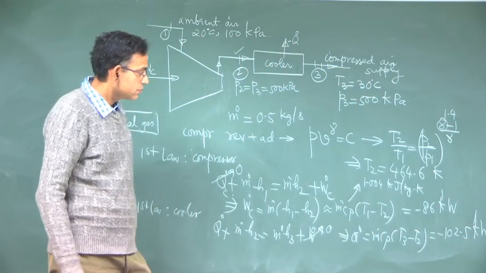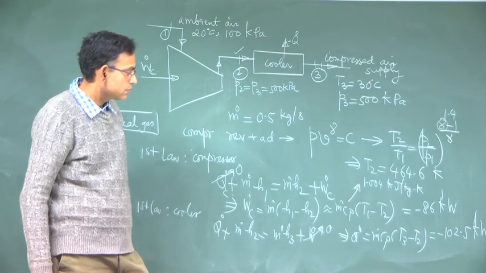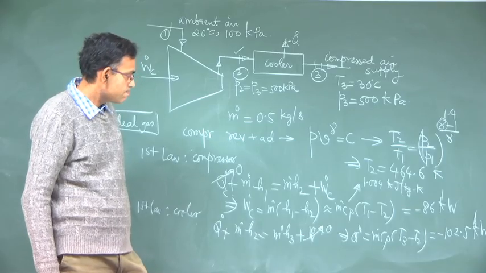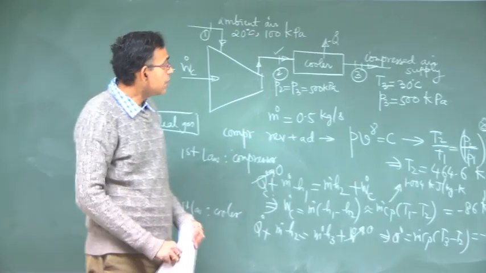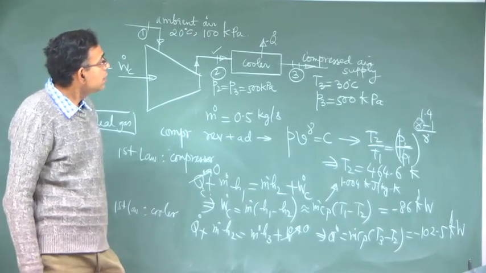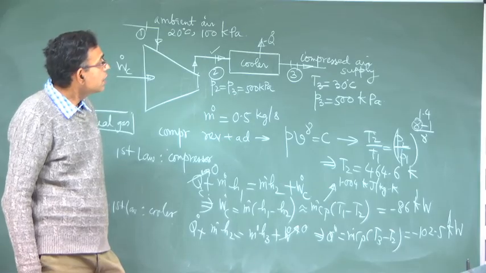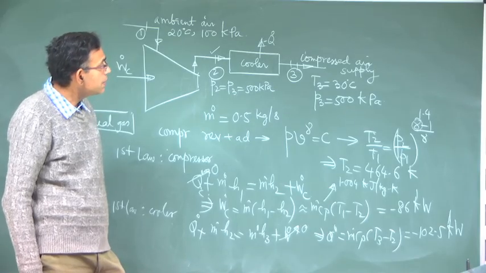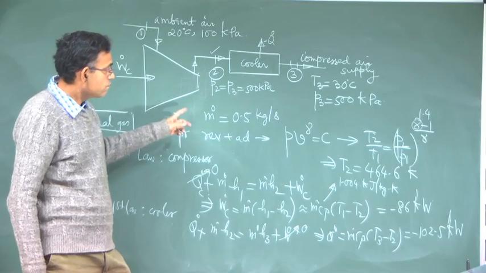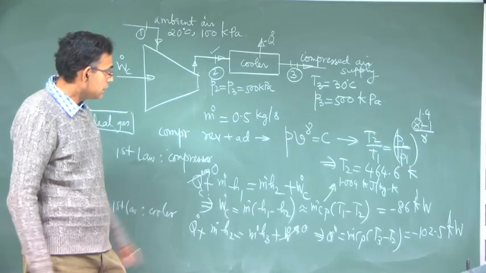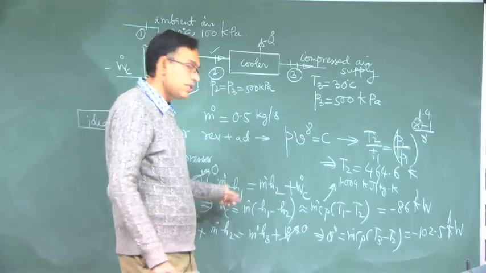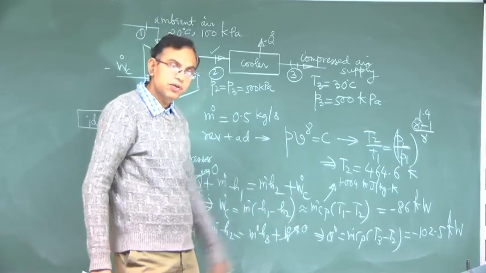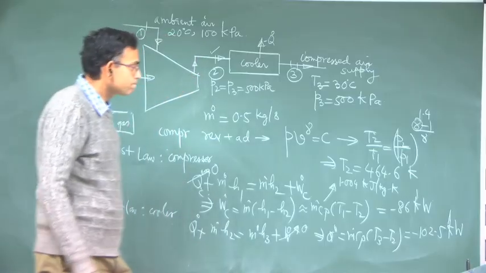We could have used minus integral VDP as well, right, for calculating the work input to the compressor. Yes, exactly the same, this is minus integral VDP only. Okay.